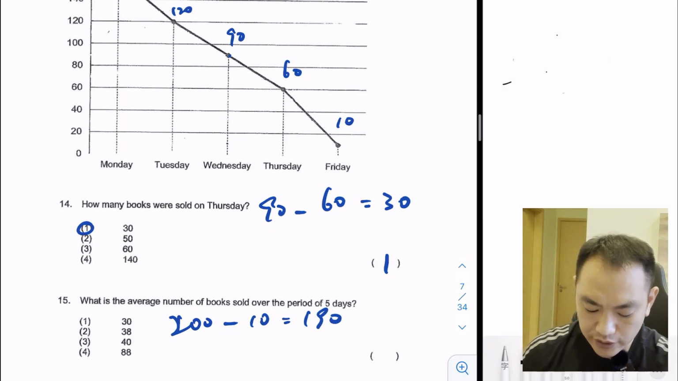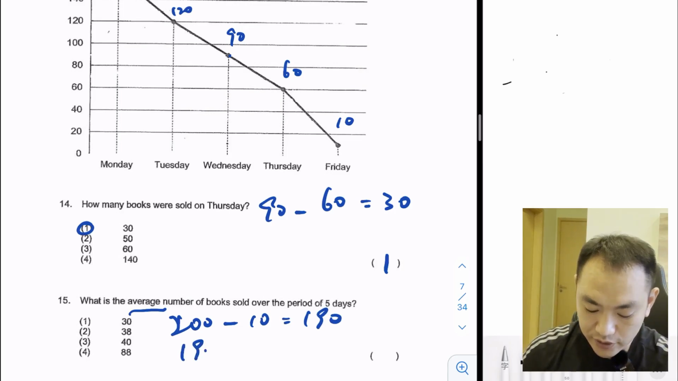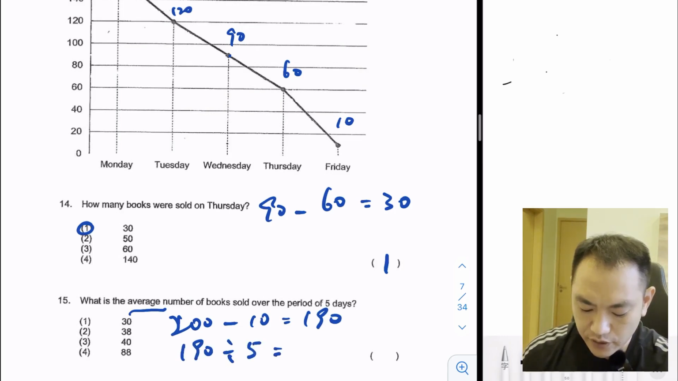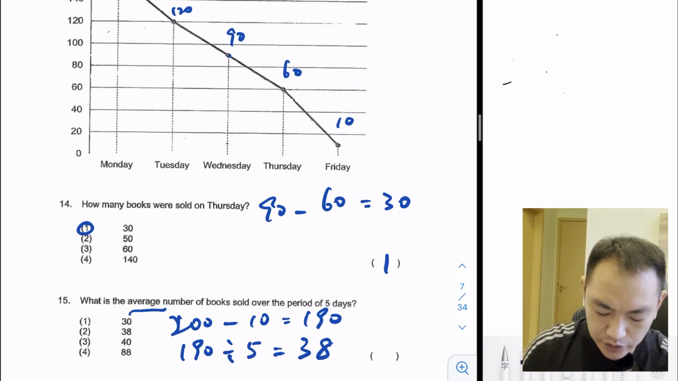And then you want to calculate the average number. So how do you calculate the average number? You take 190 divided by 5. You can do the calculation by yourself, but basically it equals 38. So the average number of books sold was 38 per day. Okay, so the answer is 2.